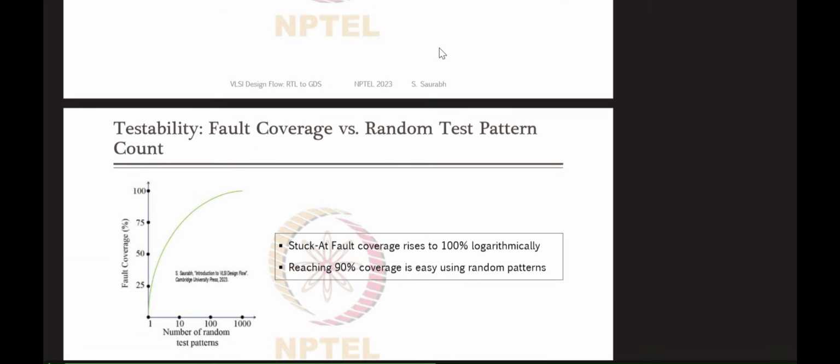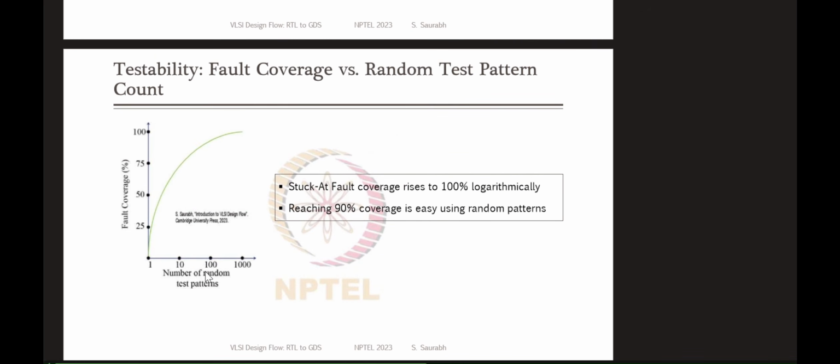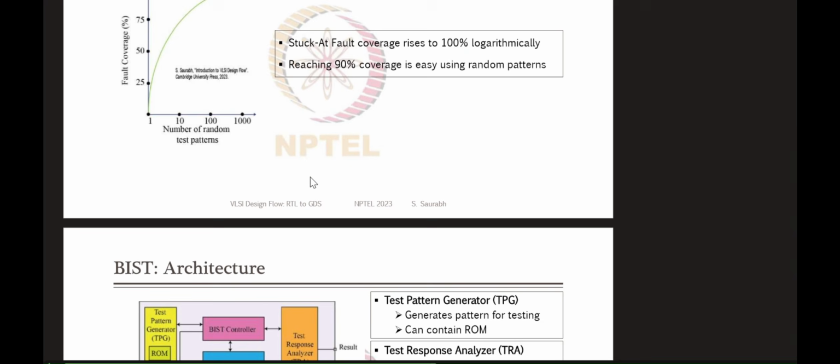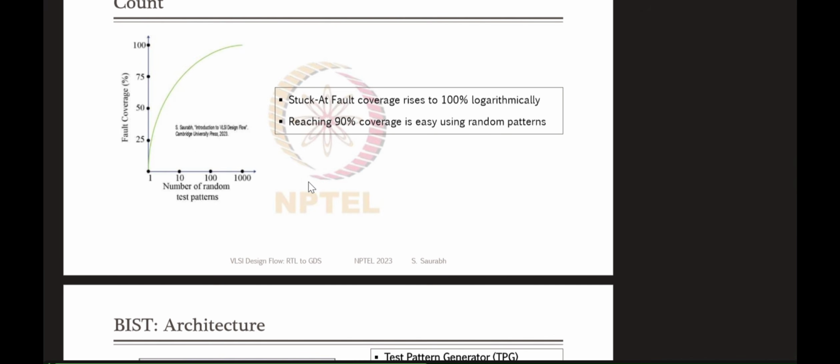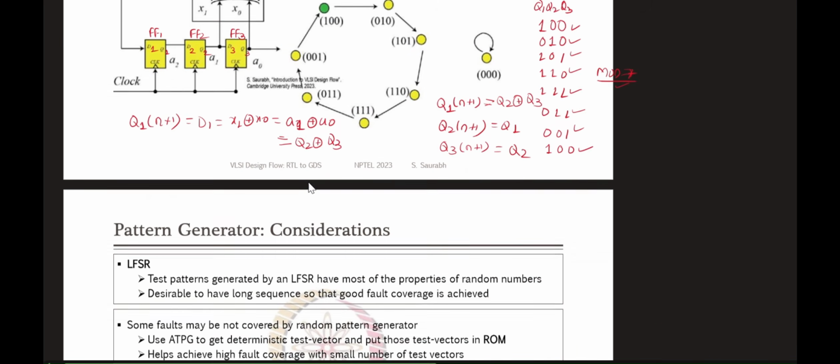There was one graph given in our slides. As you can see, a small number, like 100 random test patterns itself, gives me very good accuracy. If you want 100% accuracy, definitely there will be thousands of random test patterns. But with a limited number of test patterns also, I can get a very good fault coverage. I mean, fault coverage means many stuck-at faults can be detected with a few random test patterns itself. That is the idea.